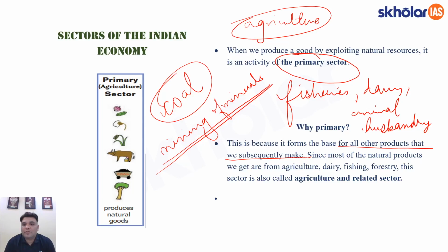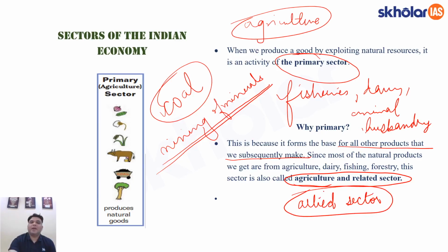And since most of the natural products we get are from agriculture, dairy, fishing, forestry, this sector is also called the agriculture and allied sector. इसे agriculture and allied sector भी कहा जाता है, right? So this primarily belongs to the primary sector. On your screens in the figure you can see a visual representation of the activities which are generally confined to the primary sector. Okay, so this is fairly easy to understand, no rocket science in this.